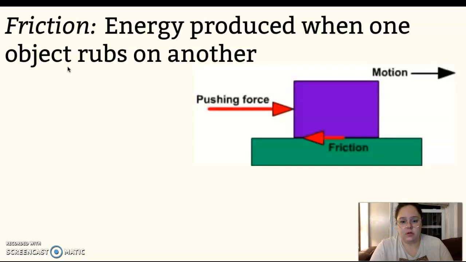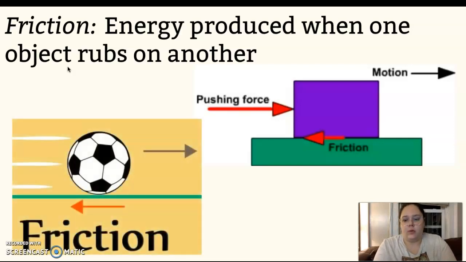Some examples. Here's a diagram for you. So we have the pushing force and the motion. Let's say that you are pushing a big heavy box on the floor. There's going to be heat produced in between the floor and the box because it's rubbing against one another. When you kick a soccer ball on the ground, when a car rolls on the ground, when you push a suitcase on the ground, when you rub 2 blocks together, you are producing heat in the form of friction.